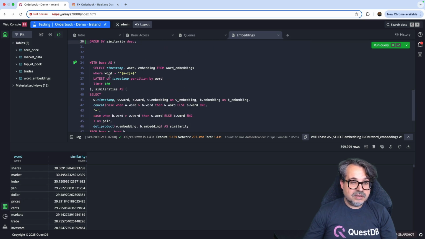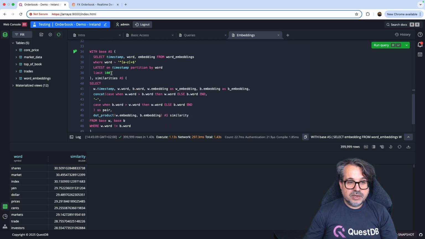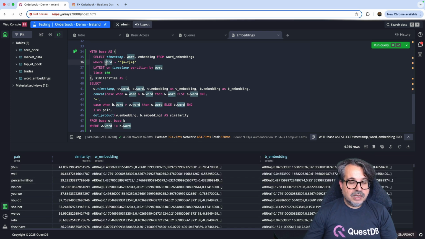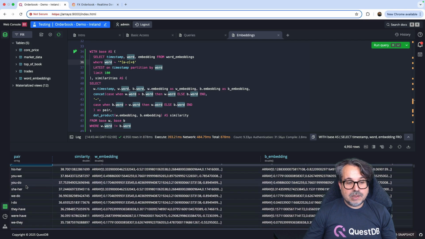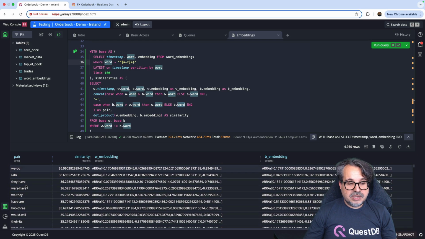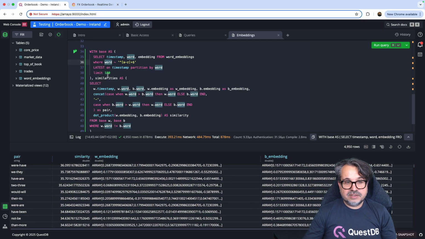Or I can actually do a cross join between the first 10 words and all the other words on the dataset. And in this case, I'm crossing all the words and it's telling me the most similar word to this one, to you is I, to we is I, to percent is million, to his is her. So it's telling me the most similar words for each of the first 100 words on the dataset. And again, I'm doing just with arrays, doing mathematical operations.